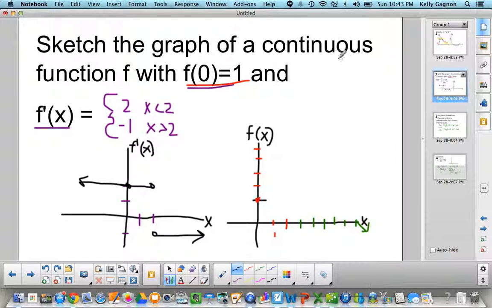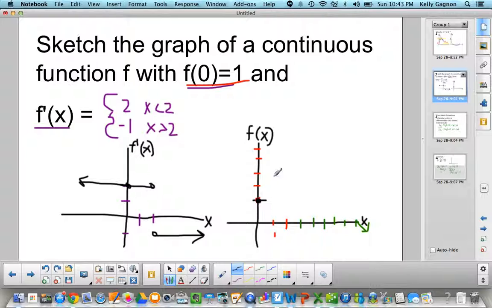So that means I have no holes, no breaks. It also tells me that the graph starts at f(0) = 1, so that gives me a starting point for this graph. Now, until x is less than 2, I'm going to follow a slope of 2.